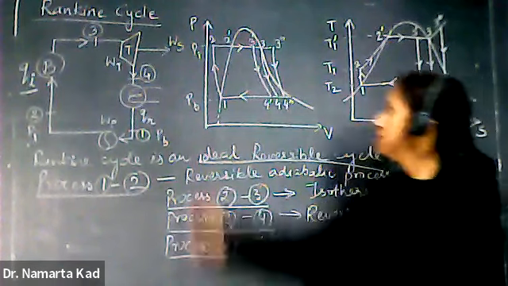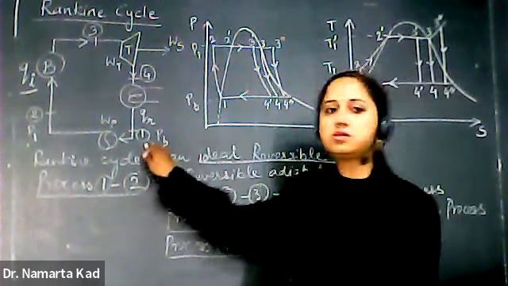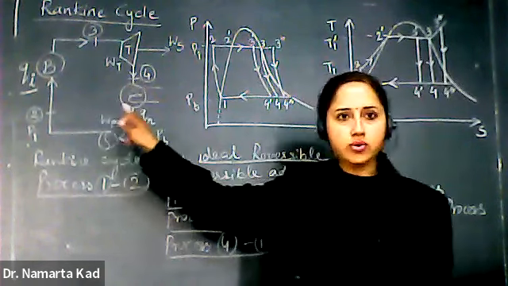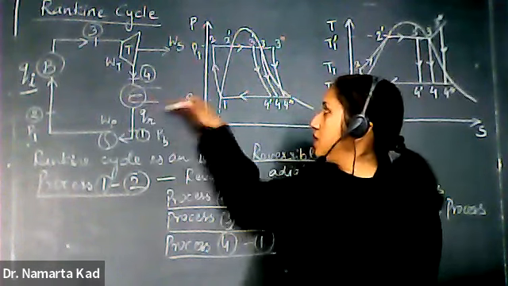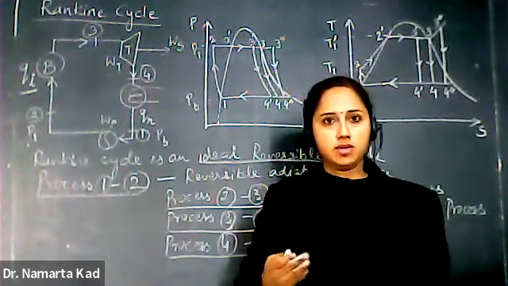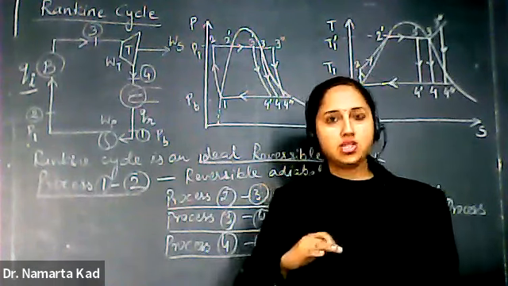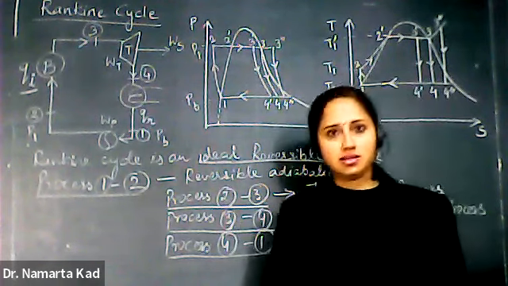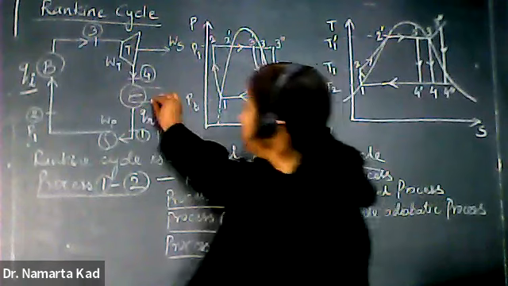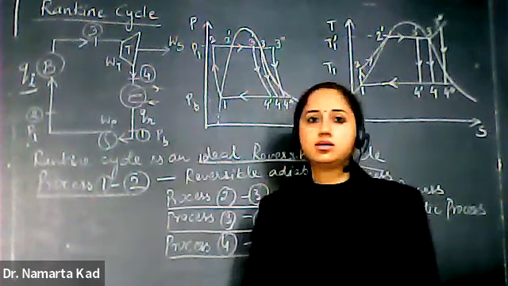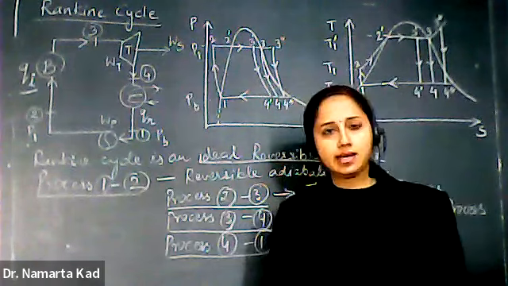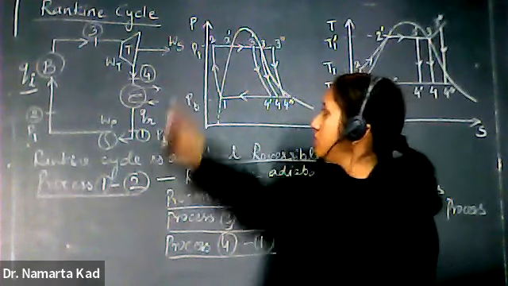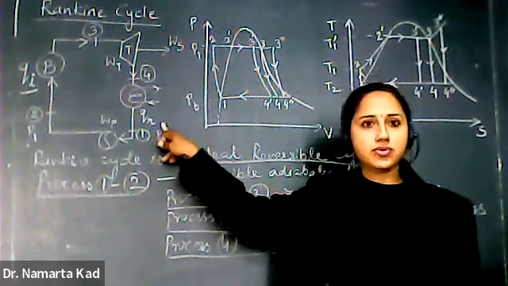Process 4-1. See here is the stage 4 and here is the stage 1, and this is across the condenser. This is our condenser. So what does this represent? This is the inflow and outflow of the cold water. The inflow is the cold water at lower temperature, and outflow is somewhat hot water when it mixes with the steam from the condenser. So this represents the inflow and outflow of water that is taken from some river or lake. This is stage number 4, this is stage number 1, and across this stage, the heat is released, QR.